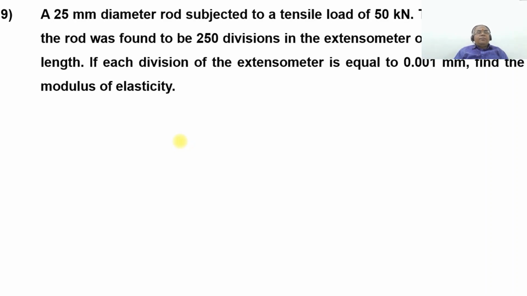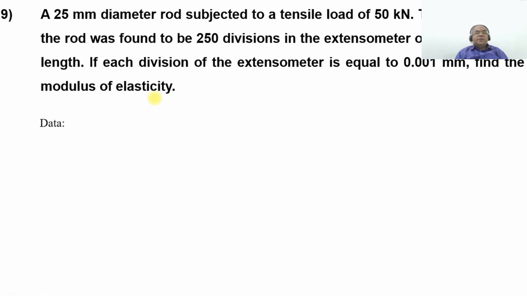Now, in this video, we are going to take up one more problem on the stress and strain, the problem number 9. A 25 mm diameter rod is subjected to a tensile load of 50 kilonewton. The extension of the rod was found to be 250 divisions in the extensometer of 200 mm gauge length. If each division of the extensometer is equal to 0.001 mm, find the modulus of elasticity.